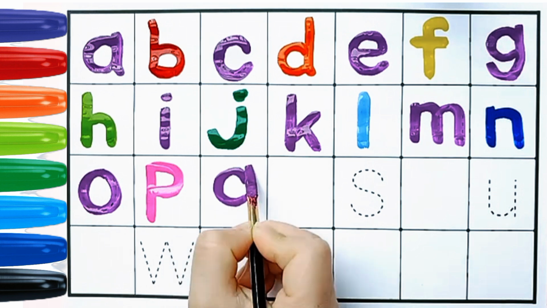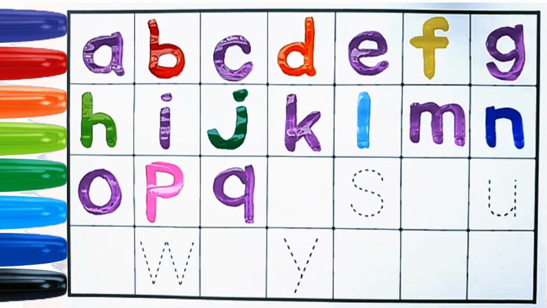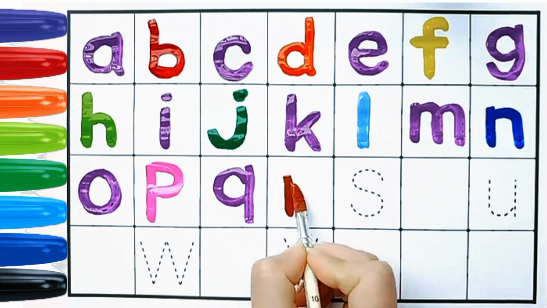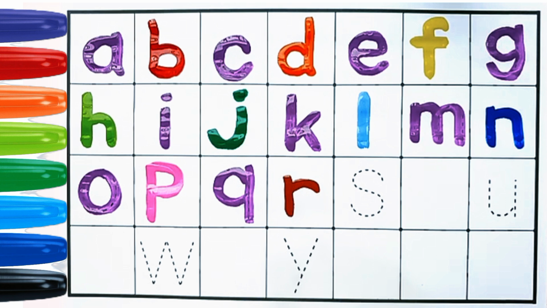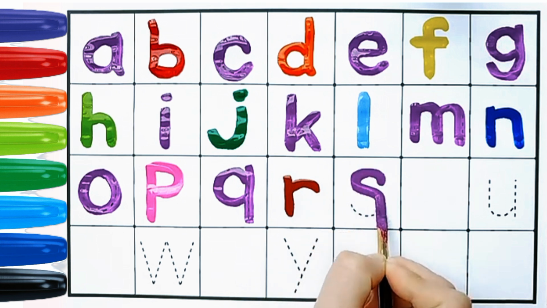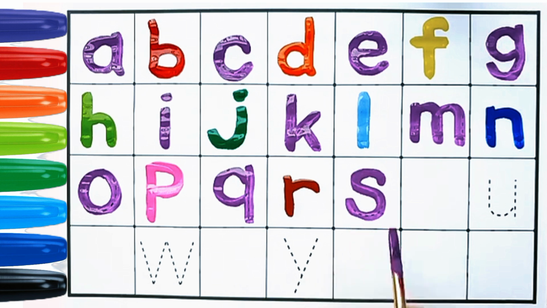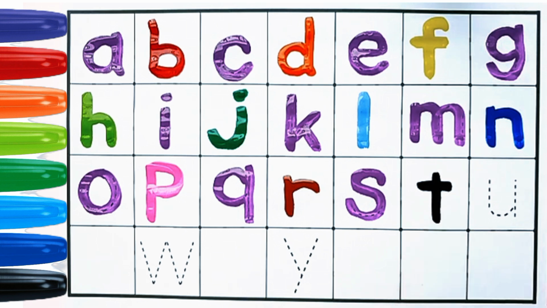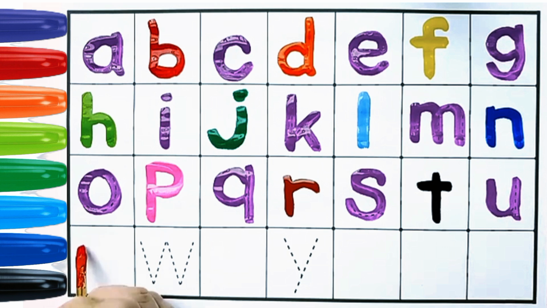Q for queen. R for rose. S for swan. T for tiger. U for uniform.